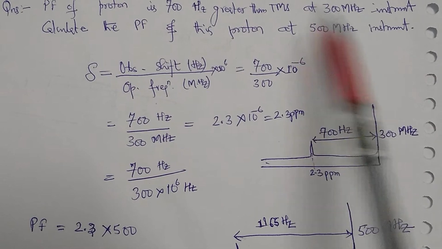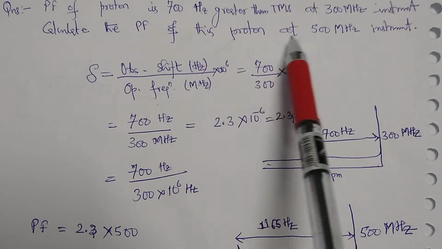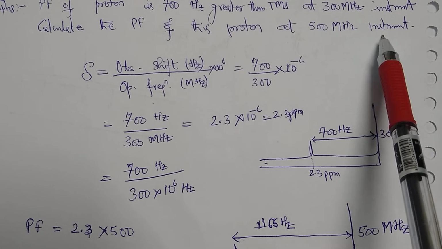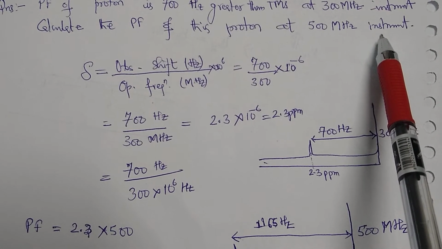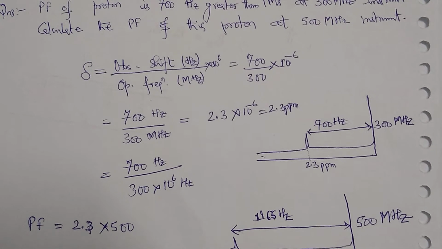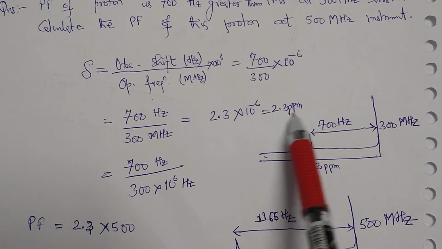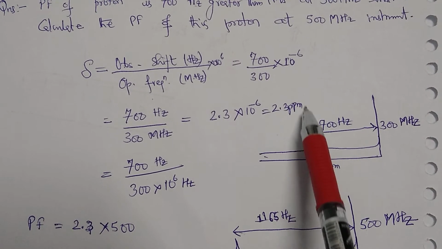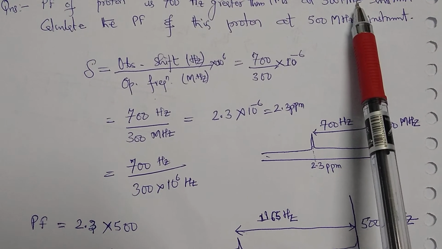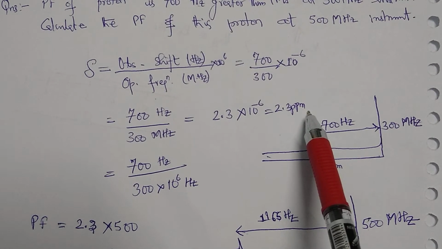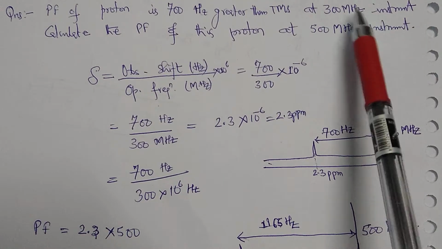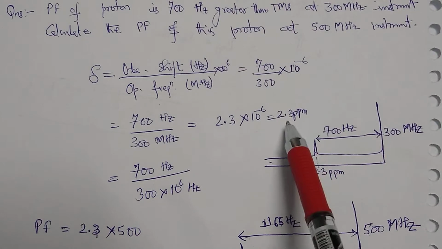Now considering this, we need to calculate the precessional frequency of this proton at a 500 MHz instrument. So for that, we need to find the precessional frequency. Since this 2.3 ppm is the location of the chemical shift in the 300 MHz instrument, that chemical shift will be constant for every instrument, that is for the 300 MHz instrument and the 500 MHz instrument also. This chemical shift will be fixed.